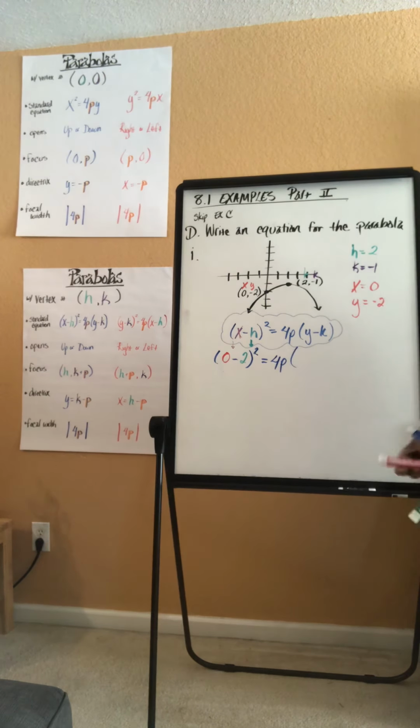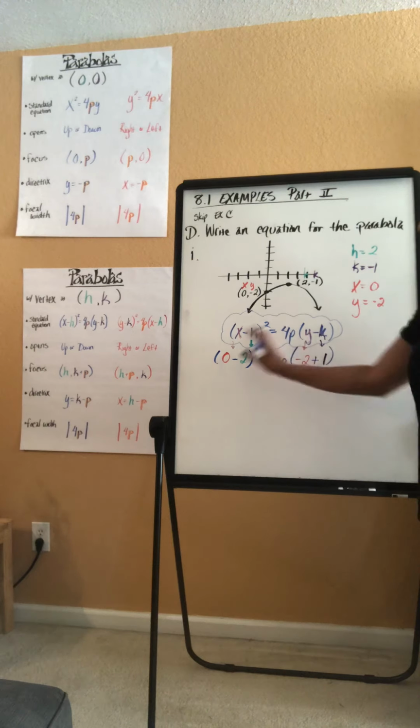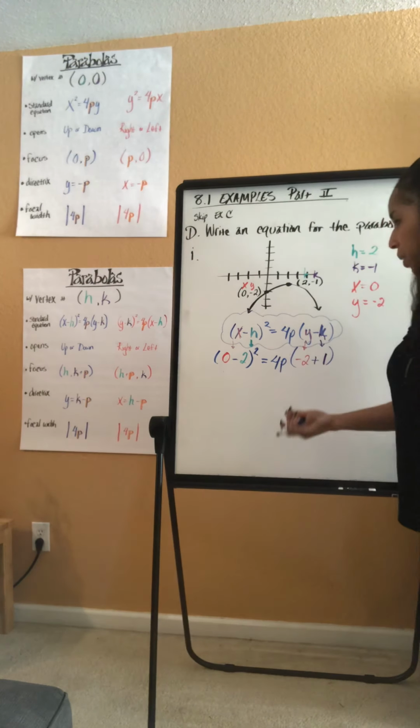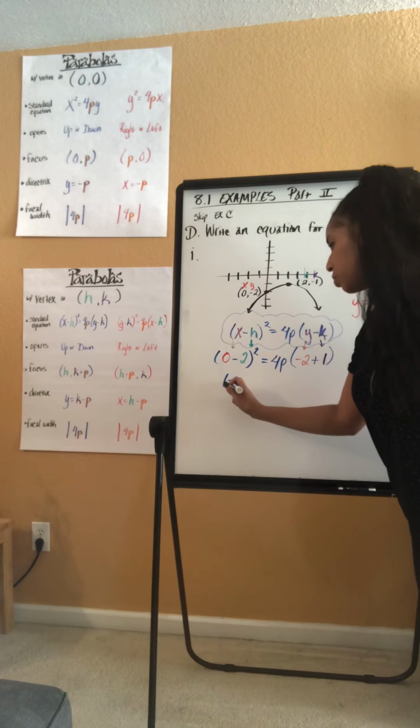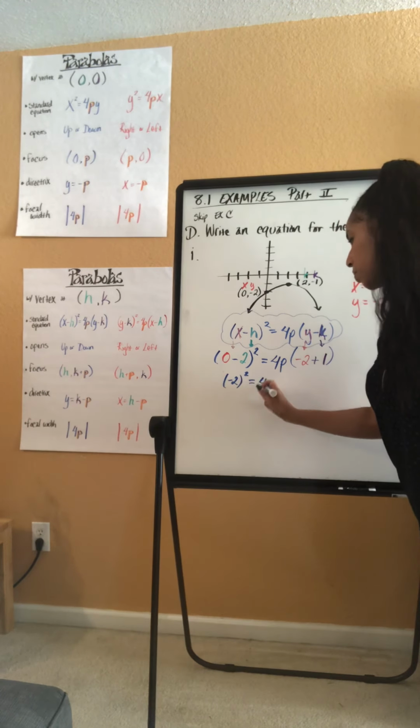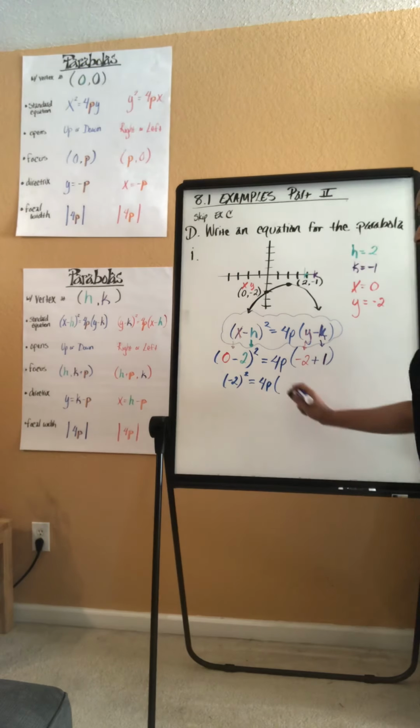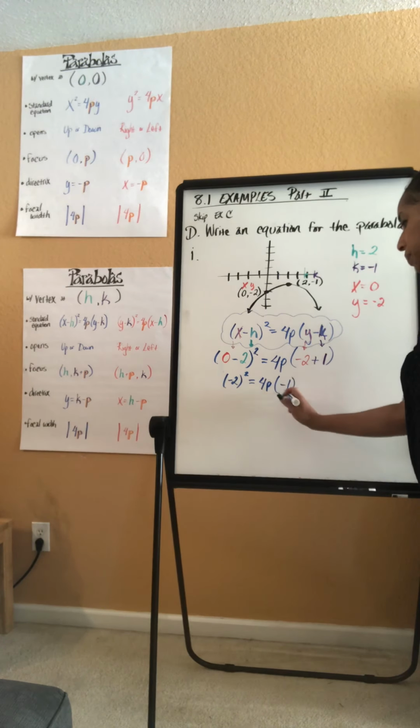I do know a y. I have a y value. That y value they gave me was -2. And the formula says minus the k. And I have a k. I know that my k was -1. And when I subtract a negative, that's going to be a plus. And we'll end the parentheses. And we'll just work this out, simplify this to find p. 0 minus 2 is -2 squared equals 4 times p times (-2 plus 1 is -1 still).